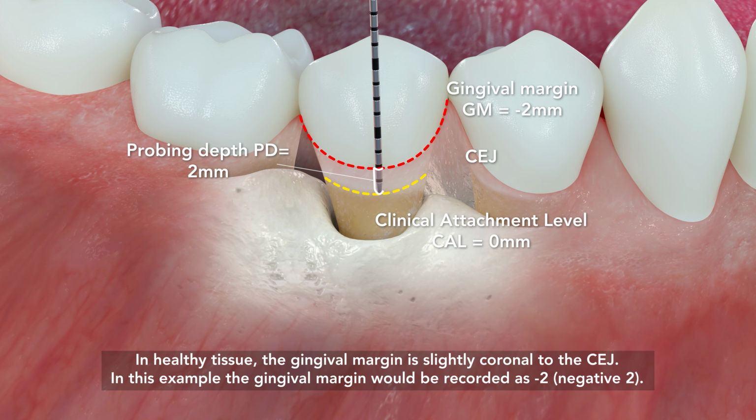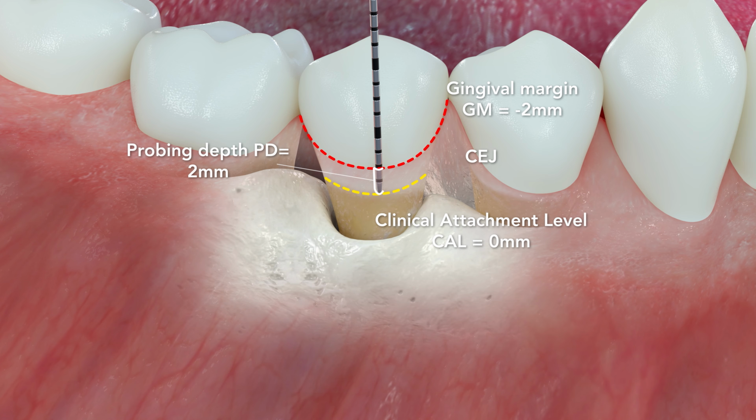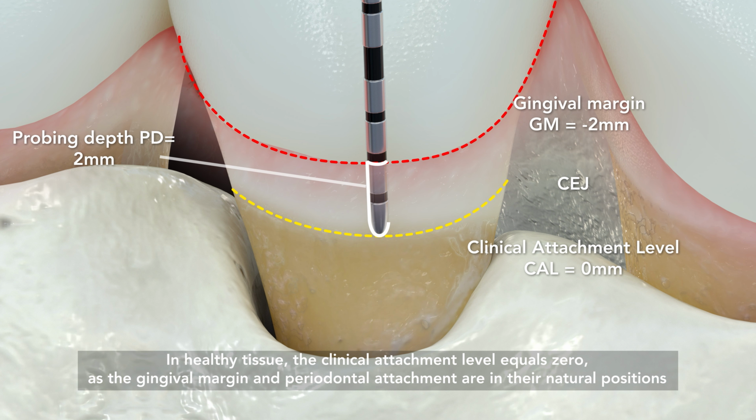In healthy tissue, the gingival margin is slightly coronal to the CEJ. In this example, the gingival margin would be recorded as -2. In healthy tissue, the clinical attachment level equals 0, as the gingival margin and periodontal attachment are in their natural positions.